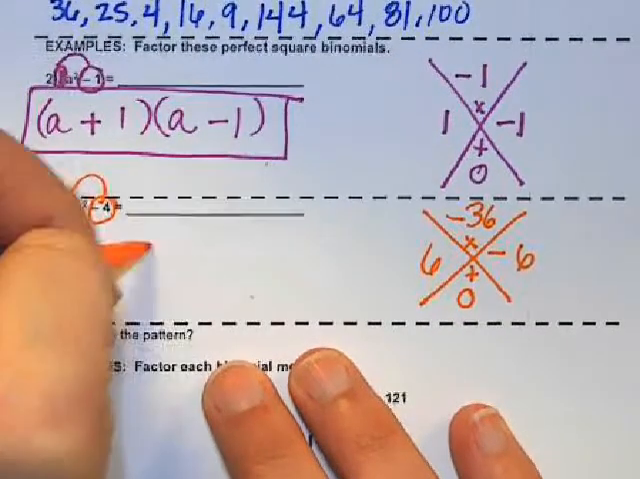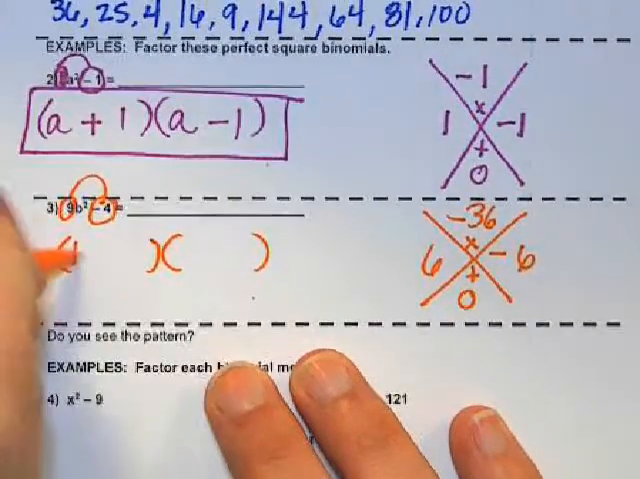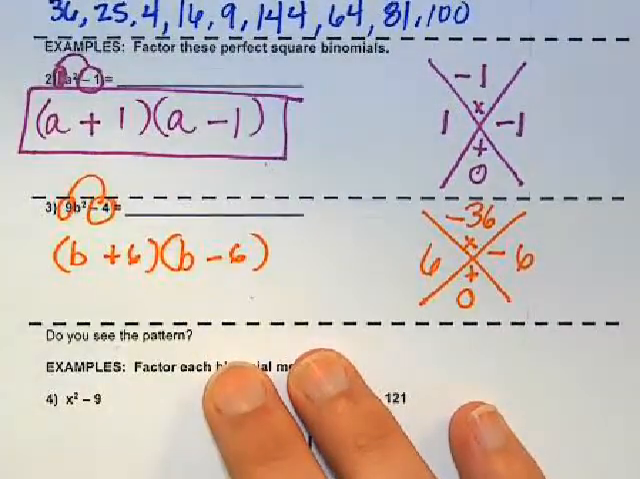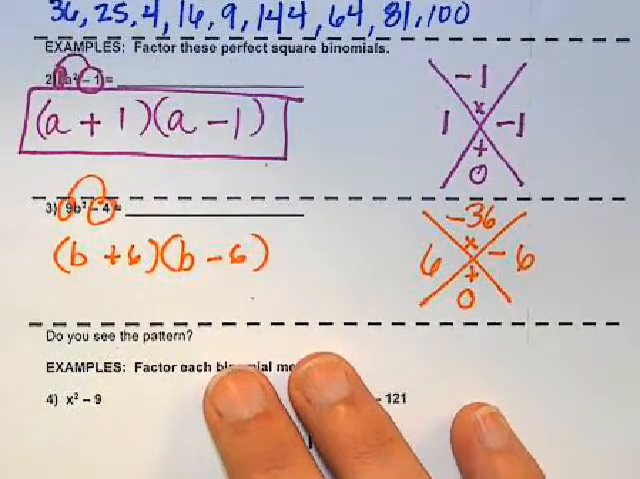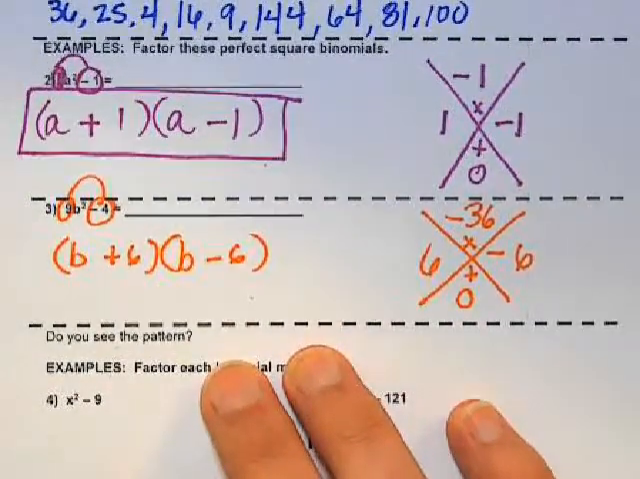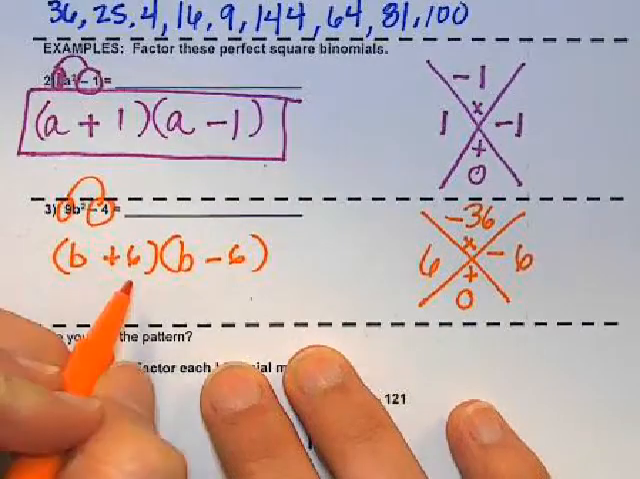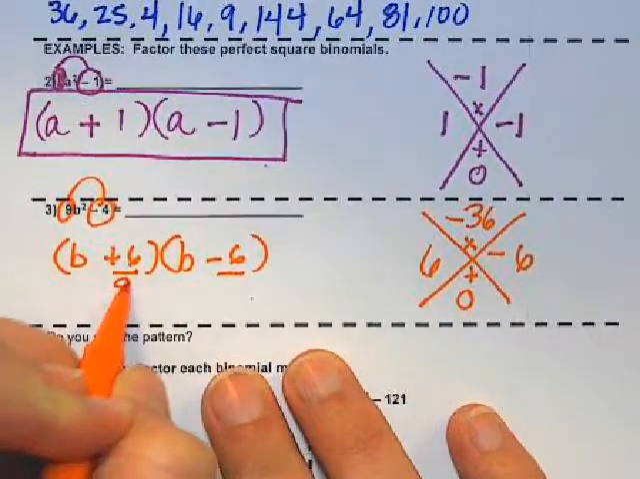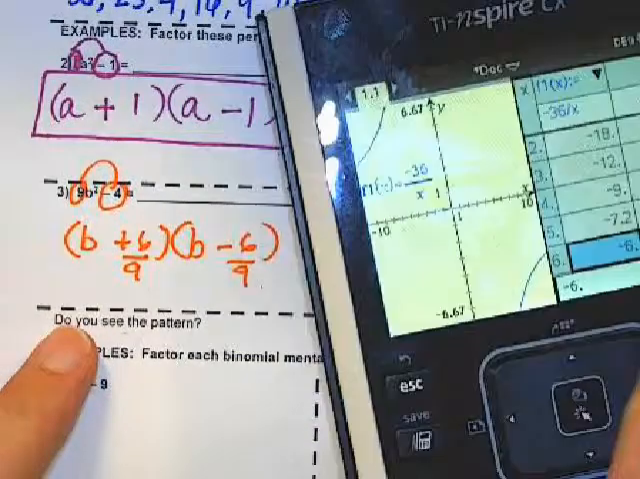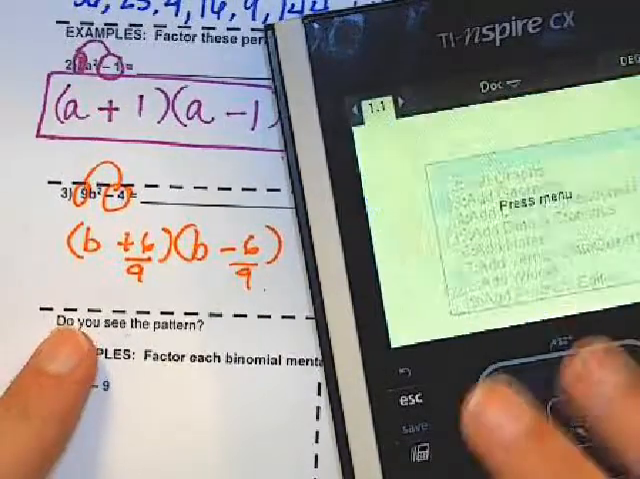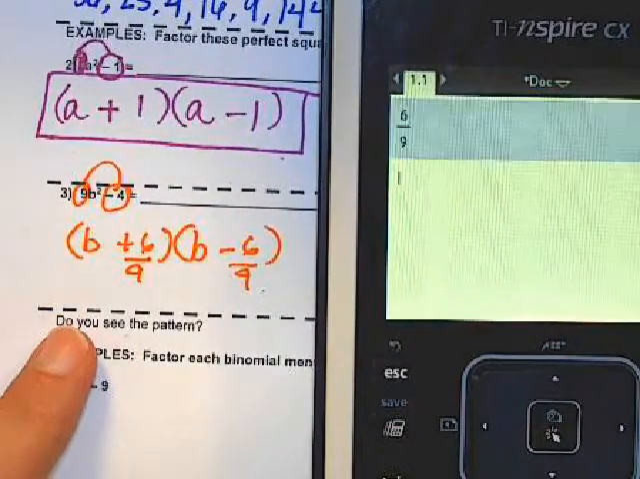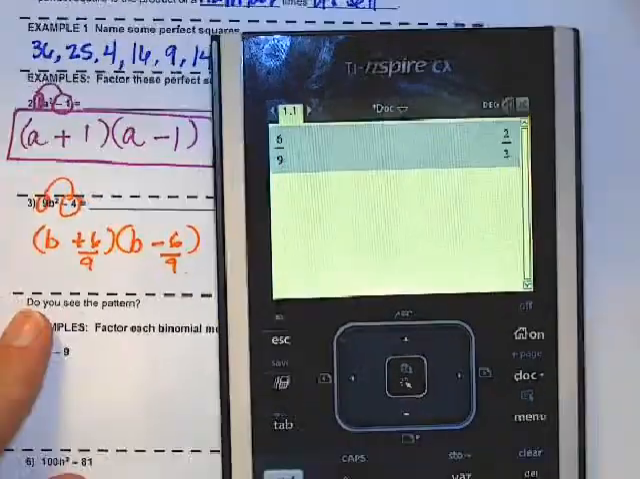So now we're using B. B and B plus 6, minus 6. Do I need to do any division on this one? Why? Because there's a 9 in front of the B. So now I need to divide by what? 9. Okay. Can I reduce 6 over 9? No. Let's see what it gives me. 6 divided by 9, and I get 2 over 3.